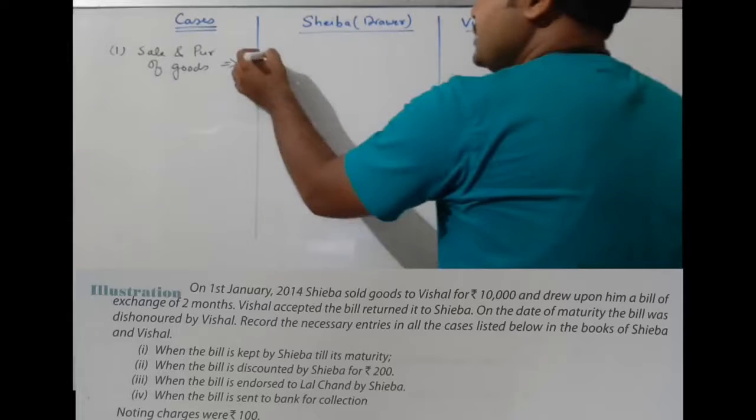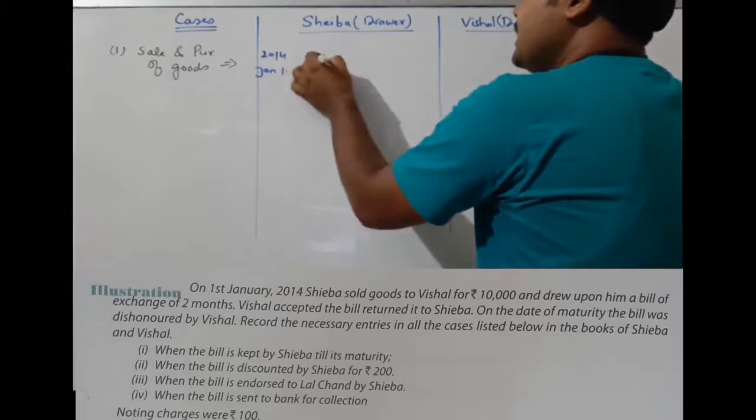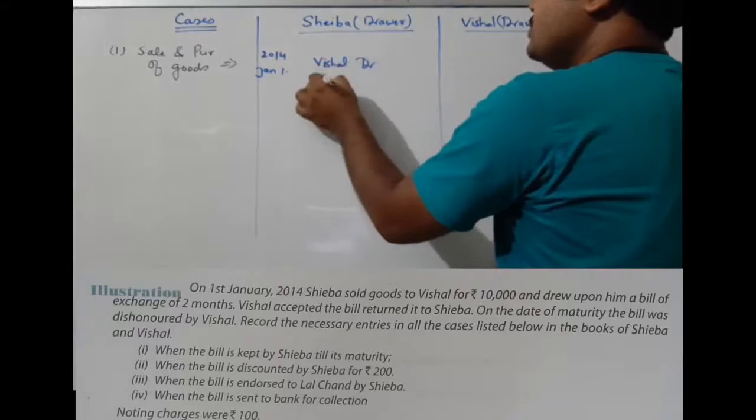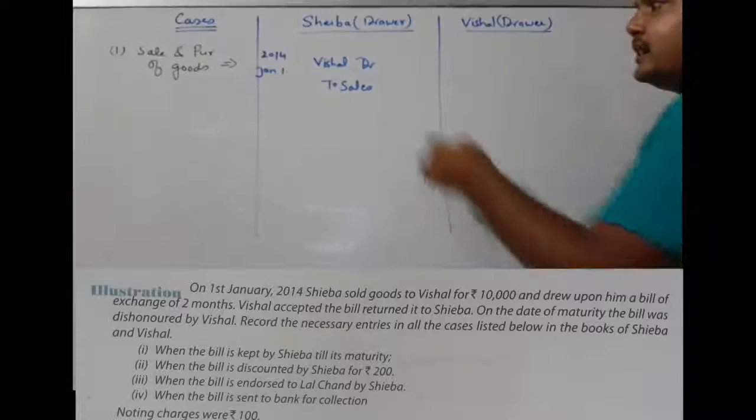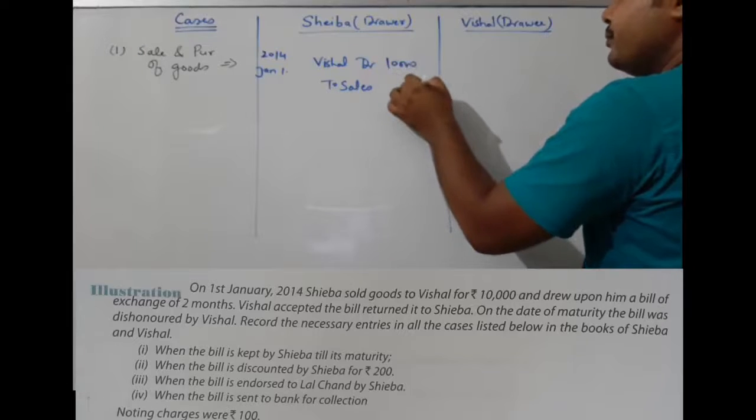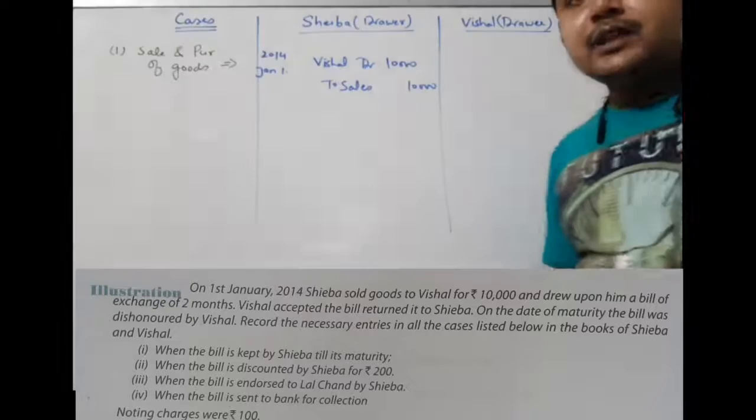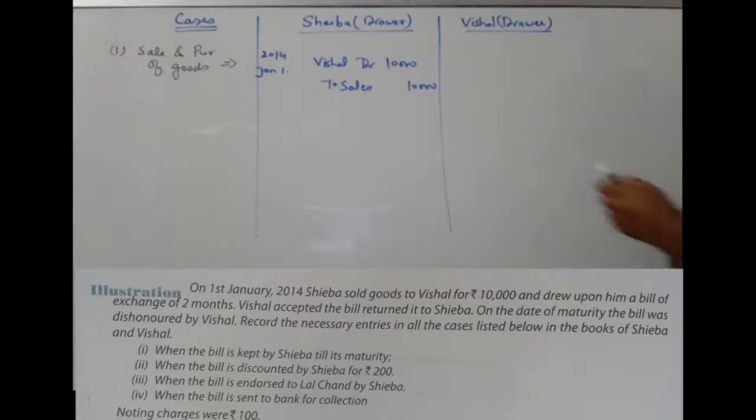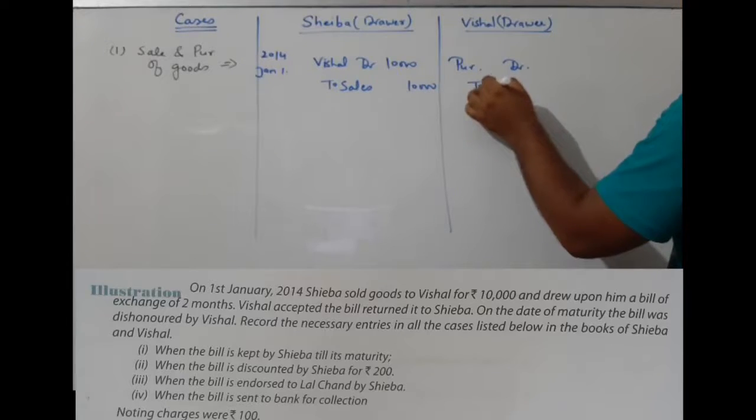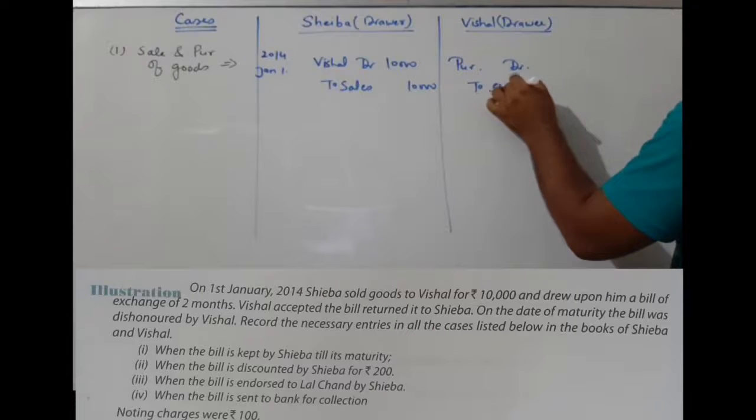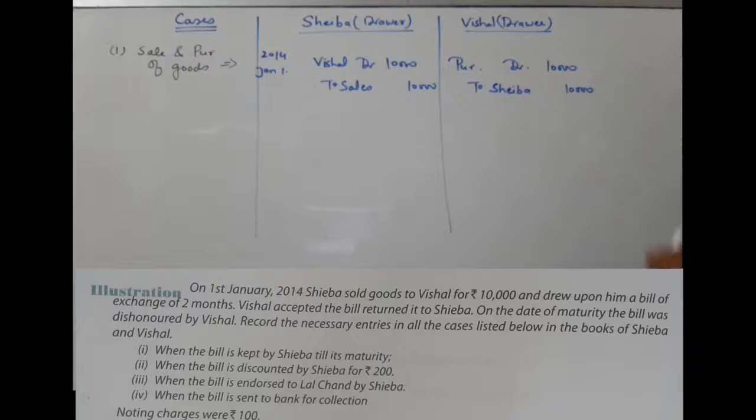So Saiba passed the journal entry, 2014 January 1: Vishal account debit to sales. And what is the amount of sales? That is 10,000. So the first entry will be passed in the books of Saiba, that is Vishal account debit to sales. And Vishal की book में क्या entry होगा? Vishal ने goods को purchase किया होगा. So the entry will be in the books of Vishal, that is purchase account debit to Saiba. That is 10,000 and 10,000.